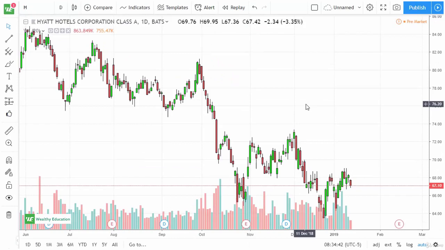Let's take a look at Hyatt. And here is a scenario where we had some resistance here. And there's a couple different tells here. This candlestick here shows that they tried to rally and break through it, but they failed and they broke down through it. It's actually a candlestick called a hanging man, which you'll learn about later. There's another one here.